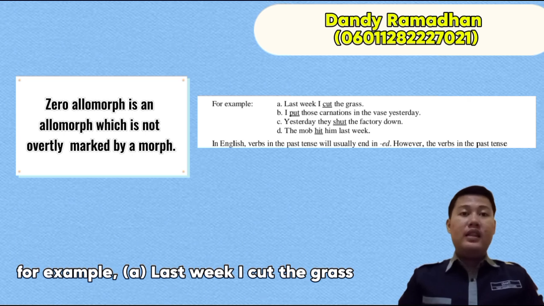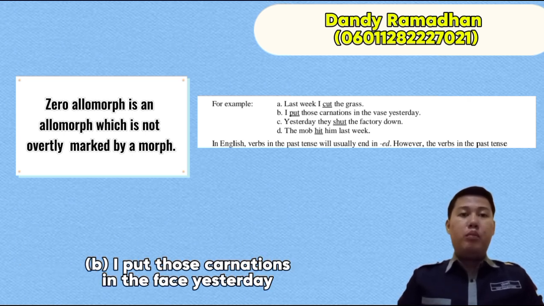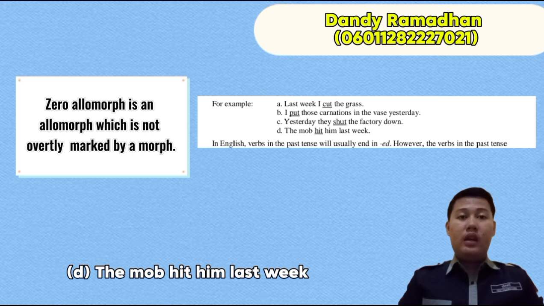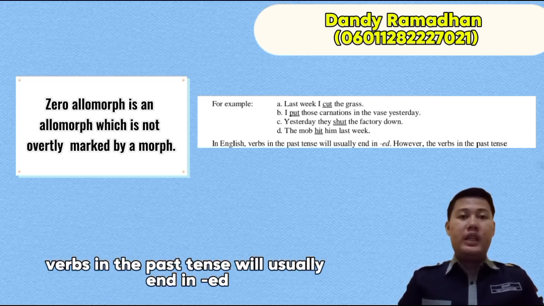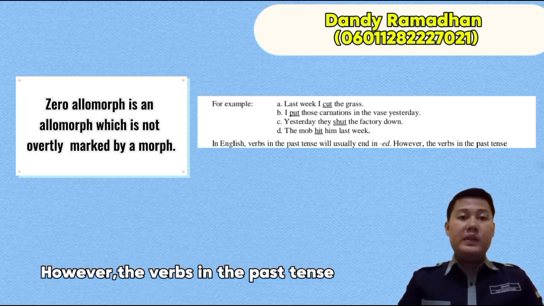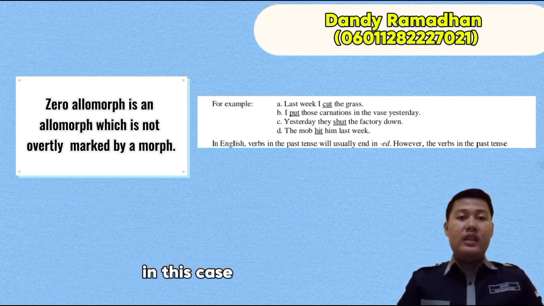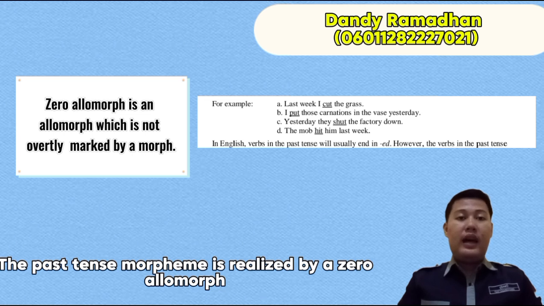Last week I cut the grass. B. I put those carnations in the vase yesterday. C. Yesterday they shut the factory down. And D. The mob hit him last week. In English, verbs in the past tense will usually end in ed. However, the verbs in the past tense in those four sentences above do not end in ed. In this case, the past tense morpheme is realized by a zero allomorph.